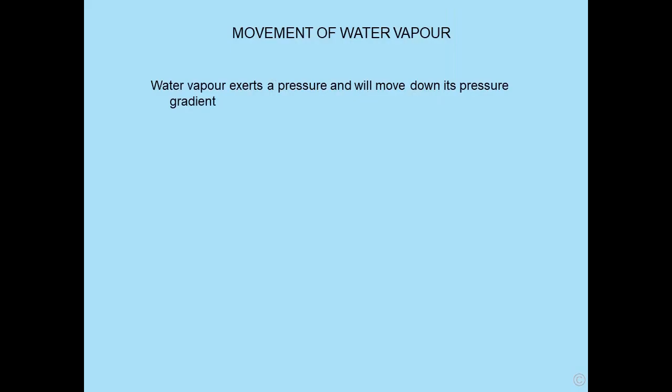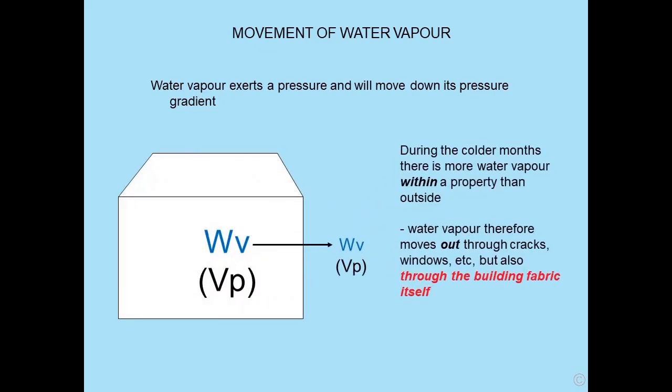One has to remember that water vapour moves. We'll see more of this later. Water vapour exerts a pressure. The higher the amount of water vapour in the atmosphere, the greater the vapour pressure. And it will move down its pressure gradient. And during the colder months, there's more water vapour within a property than outside, simply because of occupation.